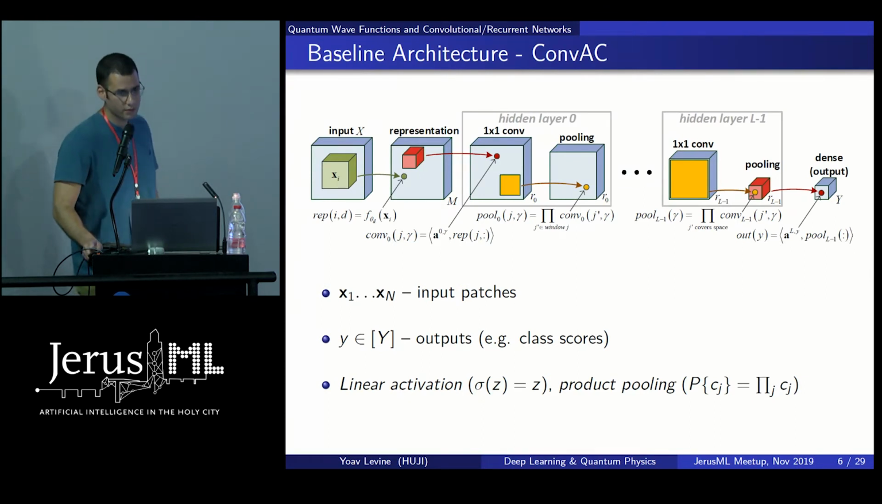So the convolutional arithmetic circuit is a regular convnet in that there are inputs, n pixels in an input image, and you give some sort of prediction. It could be a class score, for example, at the end. And in the middle, there are L hidden layers performing convolutional operations.